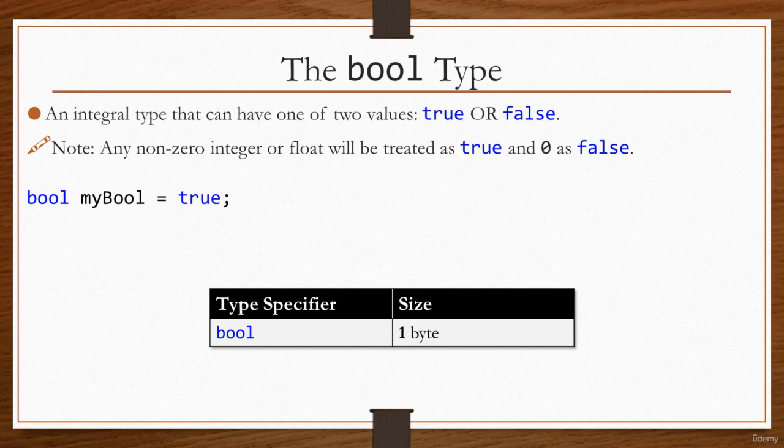The bool type is an integral type that can have one of two values, true or false. You can also initialize a boolean variable by using integrals such as 1 or 0. And with that, it's important to note that any non-zero integer or float will be treated as true and 0 as false. So in other words, if you initialize the boolean variable to 1, it will be set to true, or any other non-zero integer or float. And in the case where we initialize it to 0, it will be initialized to false. But we typically use the keywords true or false to initialize our boolean variables. The type specifier is bool and the size is 1 byte.